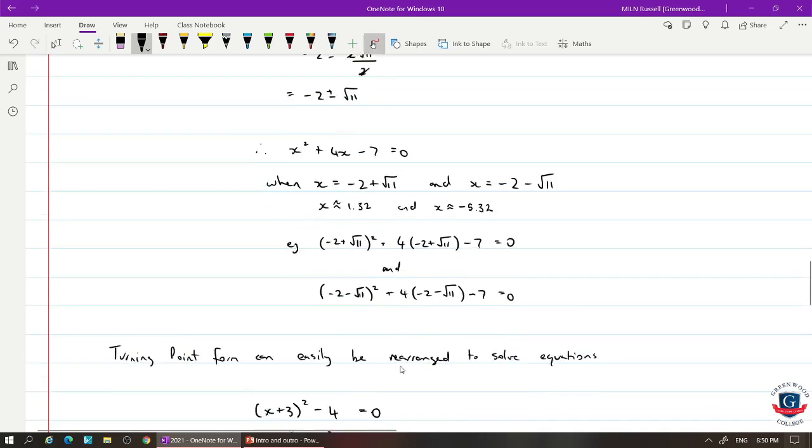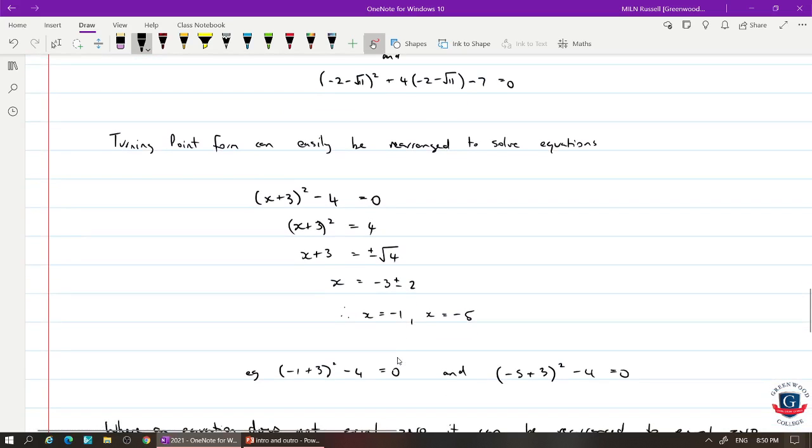Now, if we have an equation in turning point form, we can rearrange the equation and solve it. And that's another way of solving quadratic equations. So add 4 to both sides, take the square root of both sides, take 3 from both sides, we get left with this equation here. Now normally we would have a root over here, but because 4 is a square number, root 4 just gives us 2, which gives us 2 very neat solutions. -3 plus 2 will give us -1, and -3 take 2 will give us -5.